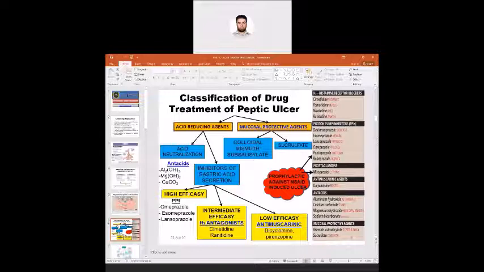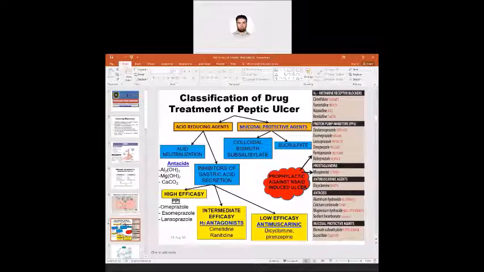So for the acid reducing agents, we have either acid neutralizing drugs, which are the antacids. Examples are aluminum hydroxide, magnesium hydroxide, and calcium carbonate. All these are acid neutralizing agents. They act by binding to the acid and neutralizing it into salt and water, because all these are considered to be alkaline substances.